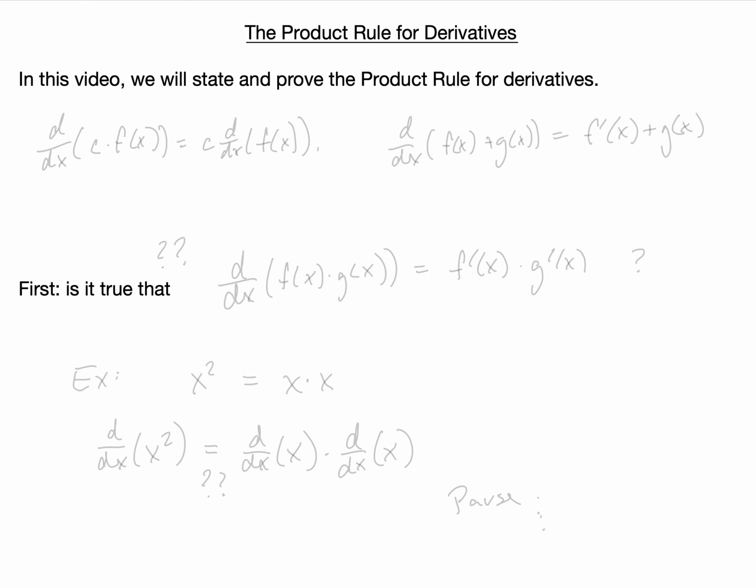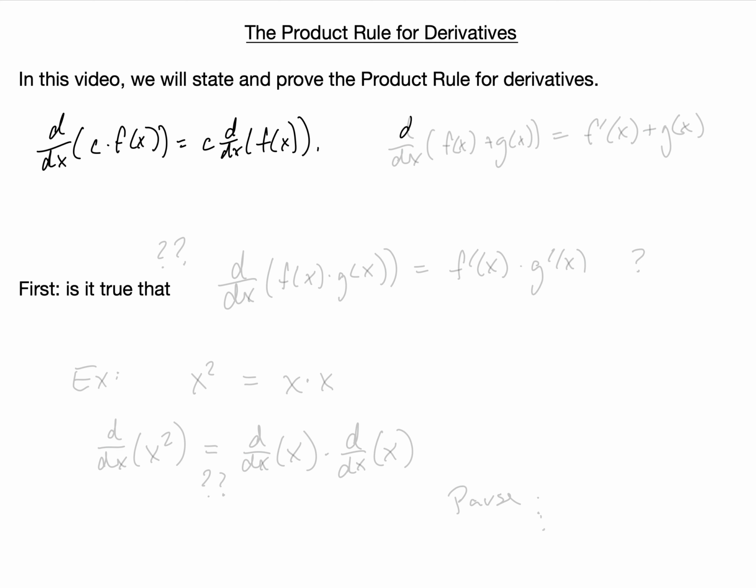In this video, we will state and prove the product rule for derivatives. So we know a lot of nice things work with derivatives. For example, we know the constant multiple rule, that the derivative with respect to x of any constant times a function is equal to pulling the constant outside of the derivative. So that's like a nice property.